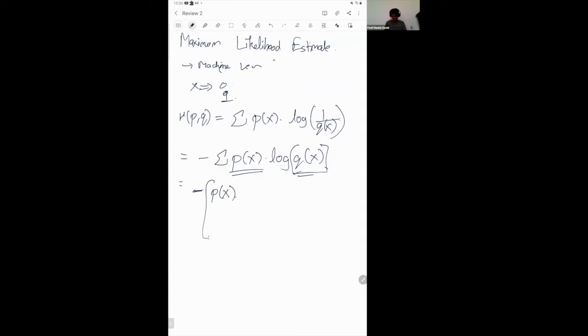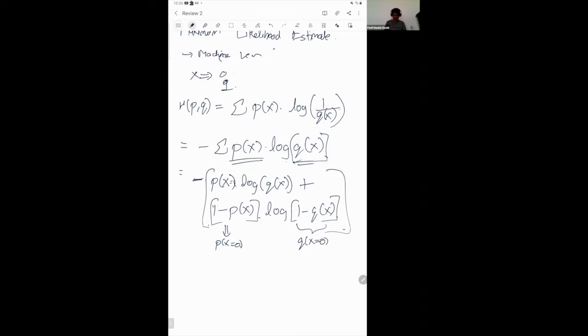P of X, and when P of X is equal to 1, log of Q of X, plus 1 minus P of X, when P of X is equal to 0, log of 1 minus Q, and again this is for Q of X is equal to 0.